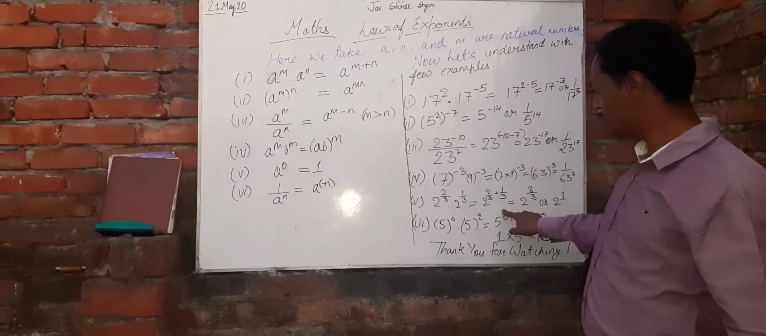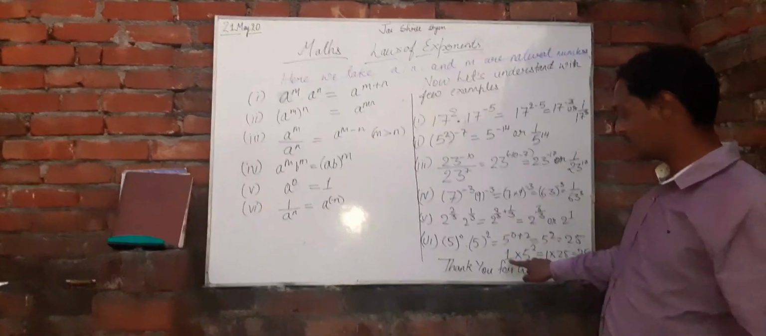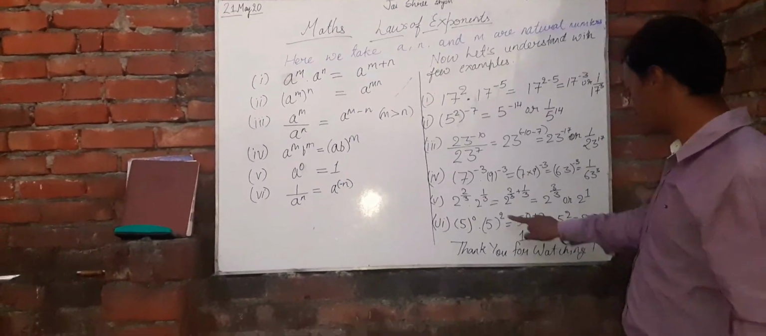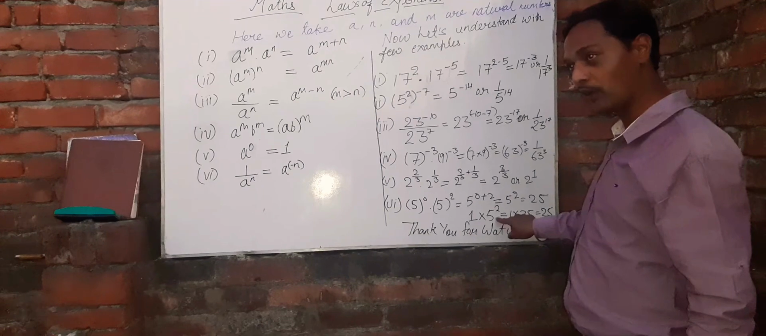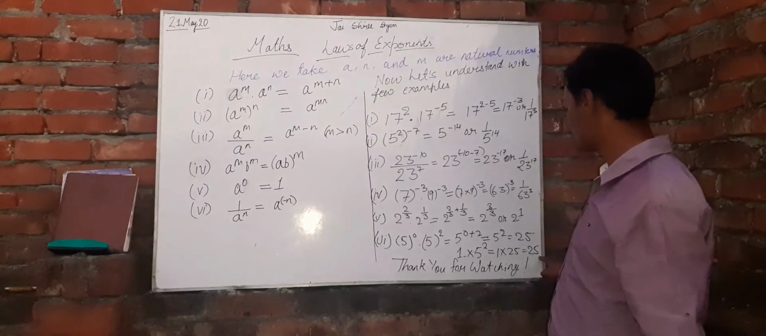Here if we place 1 in place of 5 to the power 0, then 1 into 5 to the power 2, the same 5 to the power 2 is coming here, so 5 fives are 25. So you are getting 25.